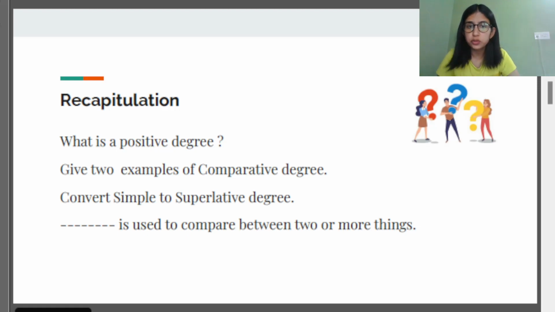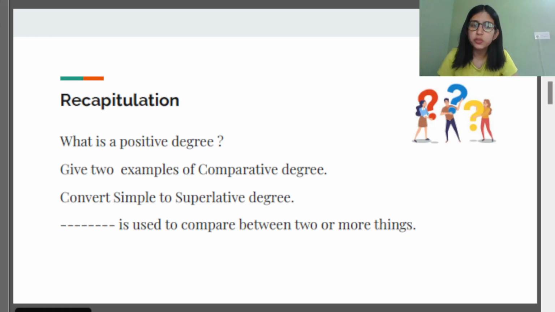We'll be ending those words with er to convert the positive degree into comparative degree. And for the words that are ending with e, we'll be adding just r to those, like brave. I am brave, but you are braver. So we are just adding r to those words which already have e at their end.